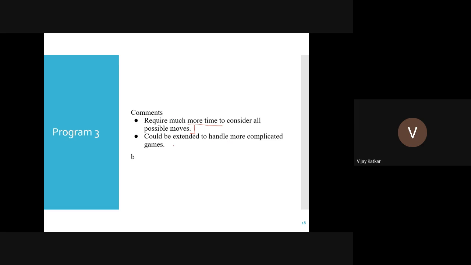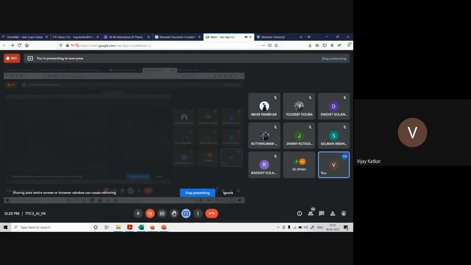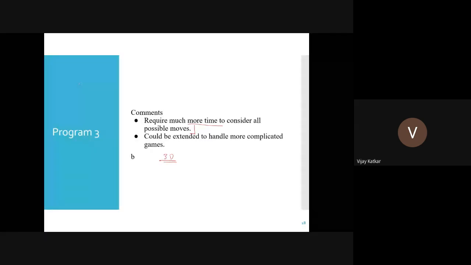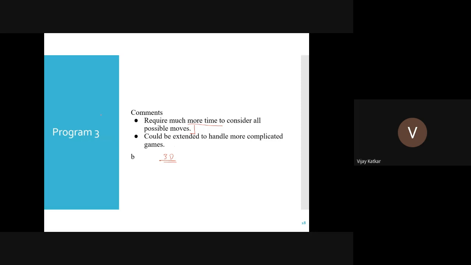That is the most important thing. You can use it to handle more complicated games. If I want, even if I want to go for 3D tic-tac-toe, I can easily go for it without any problem. So this is better. It requires more time, but it does not require more memory. It requires only more time depending on how many future moves you are going into. But at the same time, most important thing is it handles complicated games.